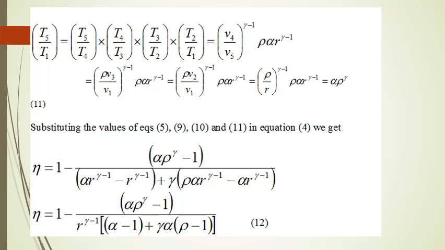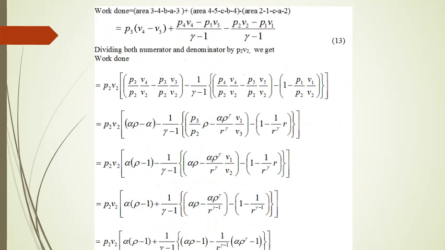Substituting the values of equation 5, 9, 10 and 11 in equation 4, we get the expression of air standard efficiency in terms of R, gamma, alpha and rho as shown in the equation number 12.